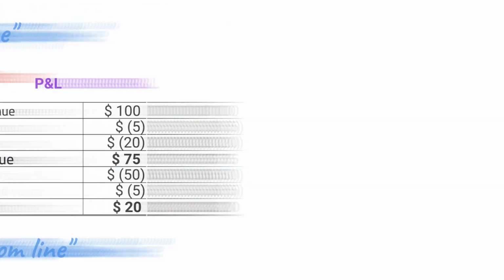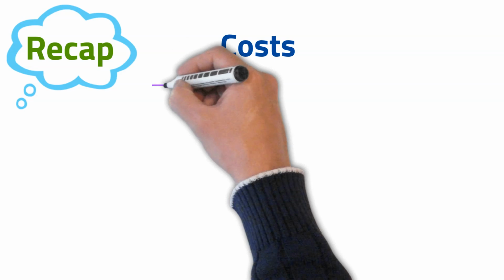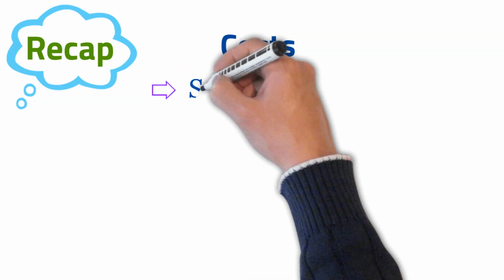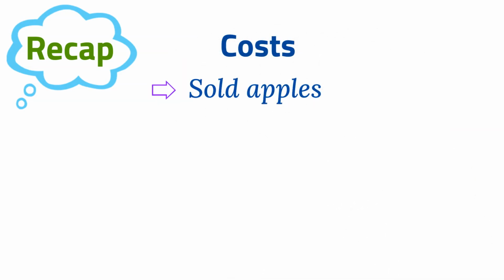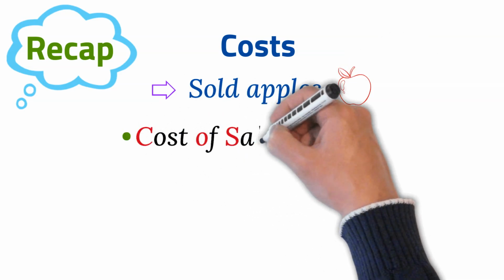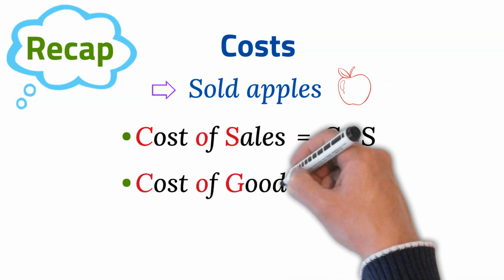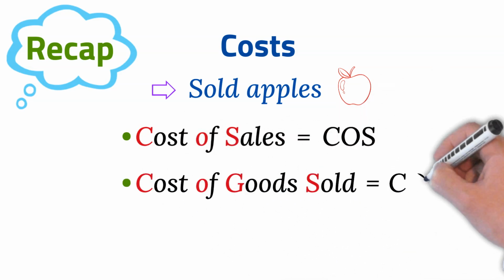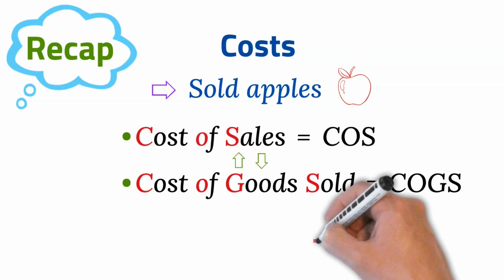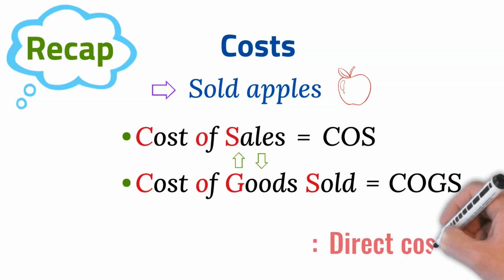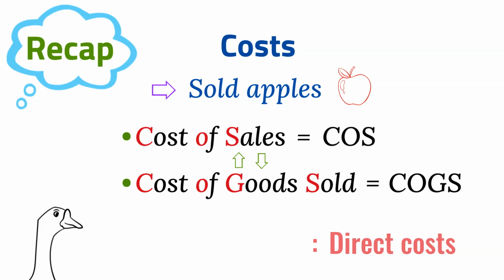Now let's talk costs. Earlier we were talking about the costs as simply costs. In fact, what we were always referring to was the cost of apples we were selling. This cost has a dedicated name to it, cost of sales or COS or cost of goods sold, COGS. They have the same meaning for the income statement. These are direct costs. They are incurred by us to buy and deliver to our customer the apples which we have sold to him. Easy to identify and see.